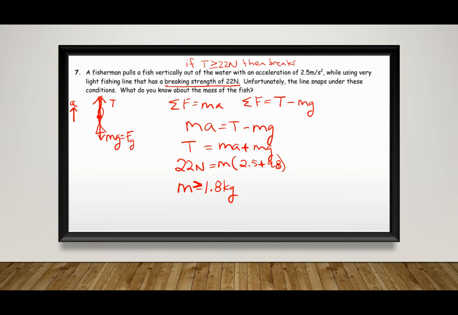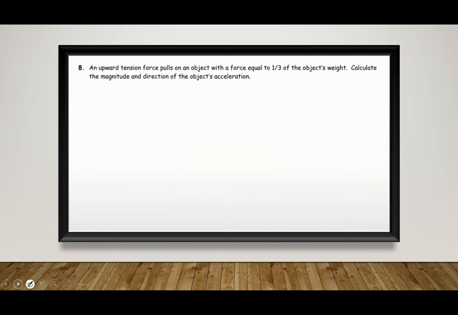So moving on to our next question, we have a question about an upward tension force pulling on an object with a force of 1/3 the object's weight. So we have an object and we have an upward force, which is our force of our pull. And then we have our weight, or our force of gravity, going down. We know that the sum of our forces is equal to mass times acceleration. If we pull up, calculate the magnitude and direction of the object's acceleration.